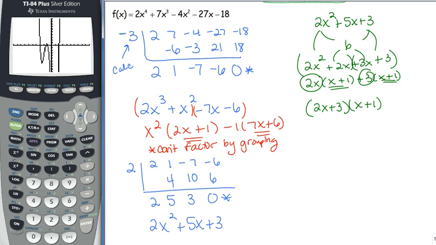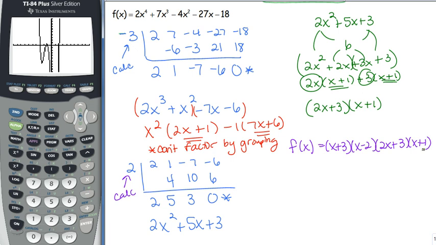Alright, so now we go to factored form. We have to list all of our factors. We found negative 3 was a solution, which means x plus 3 is a factor. We also found in our calculator that 2 was a solution, which means x minus 2 is a factor. And then from our quadratic, we got 2x plus 3 and x plus 1.